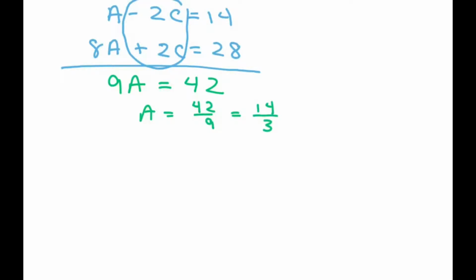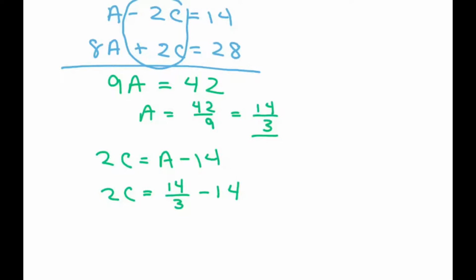Now we have 2c equals a minus 14. So 2c equals, my a is this, so we have 14 over 3 minus 14. And so that equals negative 28 over 3. And also divide both sides by 2. So my c equals negative 28 over 6, which equals negative 14 over 3.